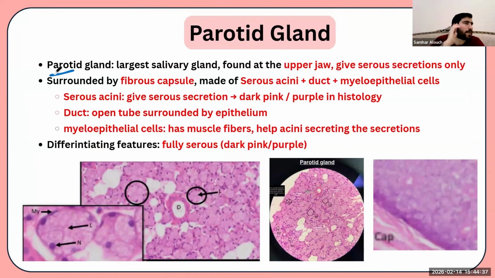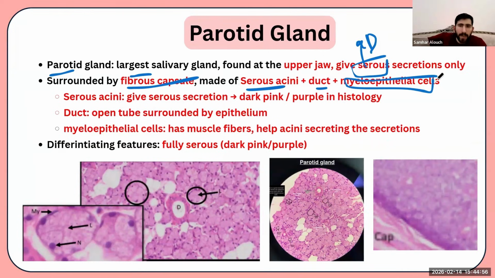Parotid gland, as we said, is in the upper part of the jaw, lateral side, and it's the largest. It gives serous secretion only, and since it's serous secretion, it's going to be dark pink or purple. It is surrounded by a fibrous capsule and it has serous acini, a duct, and something called myoepithelial cells. Now, all of them have myoepithelial cells, but the parotid gland specifically has a lot of them. From the name, myo means muscle. Why do we need this?